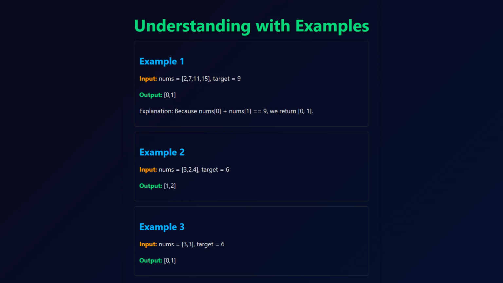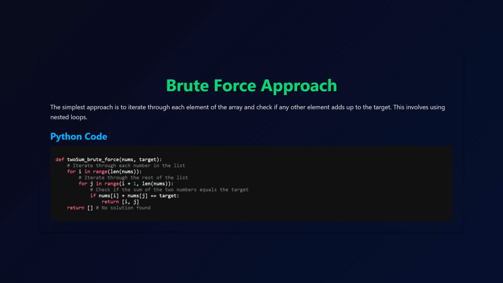These examples highlight the core of the problem. We need to find the right pair of numbers and their corresponding indices. We'll see how different approaches handle these scenarios. A simple, albeit inefficient, approach is the brute force method. We can use nested loops to check every possible pair of numbers in the array. The outer loop iterates through each element, and the inner loop checks if the complement, target minus the current element, exists in the remaining part of the array. If it does, we found our pair.